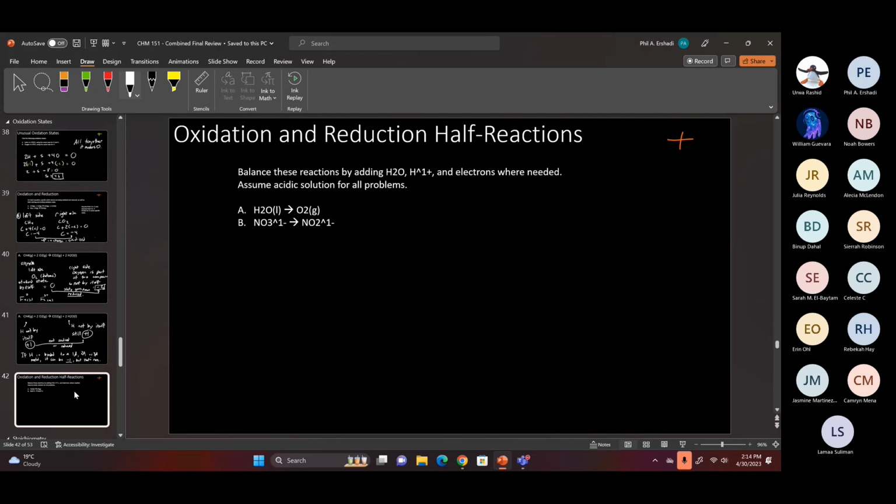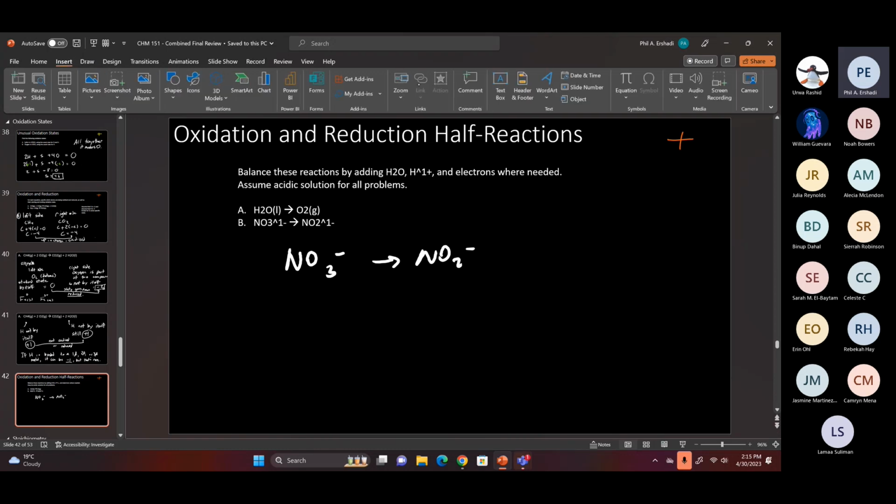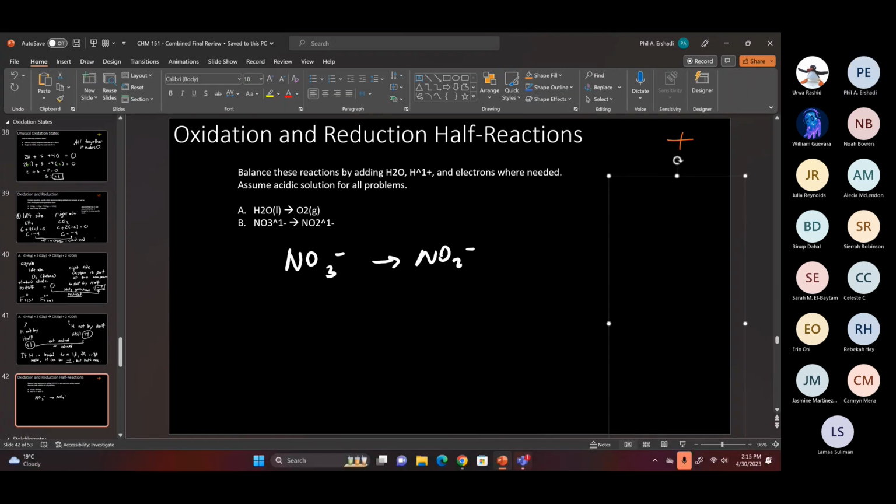All right. So I'm going to do part B here. Start with NO3 negative goes to NO2 negative. And I'm going to give you a checklist of things to check. Okay. So here's your balancing checklist.